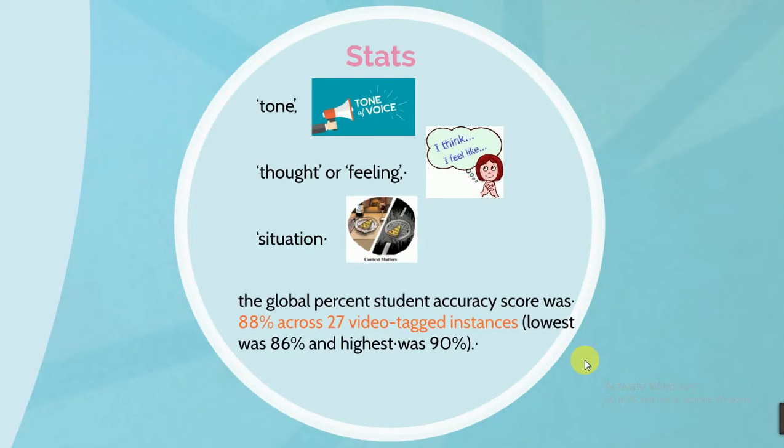Stats: in 27 tagged instances, we had a global accuracy score of 88%, so pretty high. We were looking at tone. The categories were tone, thought or feeling, and situation. Thought and feeling were originally separated, but nursing students had a very difficult time separating those concerns, those abstract thoughts, without prior training. That was one of the overwhelming instances of feedback from this study. So when they conflated those two things, the empathic accuracy score went up substantially.